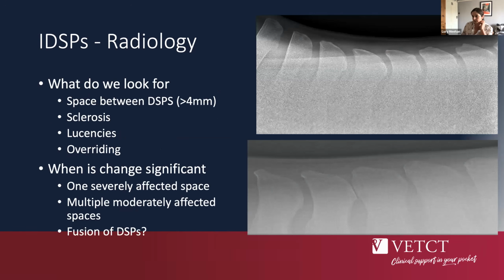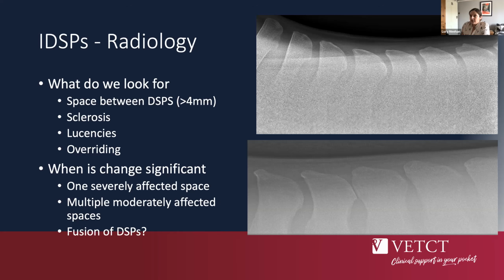The other change that we look for is whether or not these are touching or overriding. So touching, so impinging, to me is when the spinous processes are touching each other directly. When they are overriding, so the cranial border of one overlaps the caudal border of the other, I would call that an overriding spinous process.